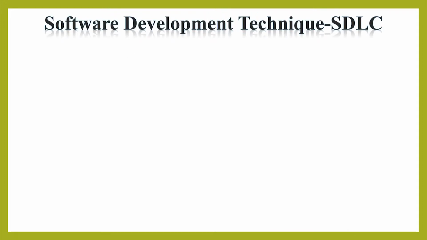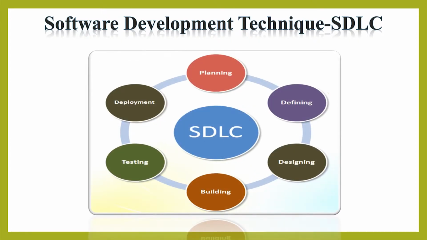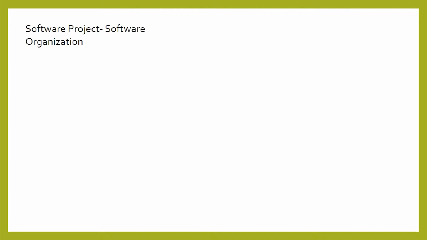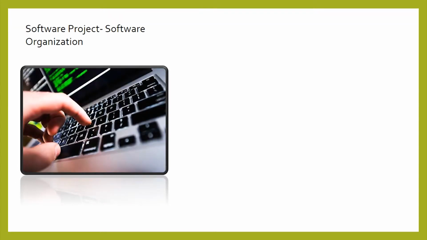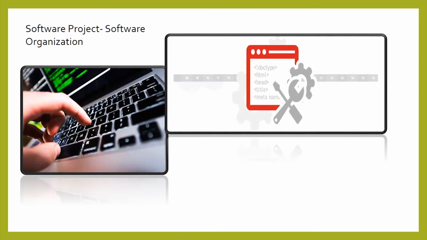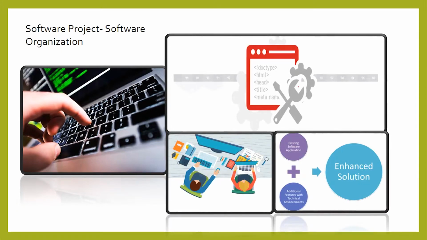Software can be developed by different techniques. One of the basic and very important procedures is the software development lifecycle. SDLC is a process followed for a software project within an organization. It describes in detail how to develop, maintain, replace, and alter or enhance specific software.